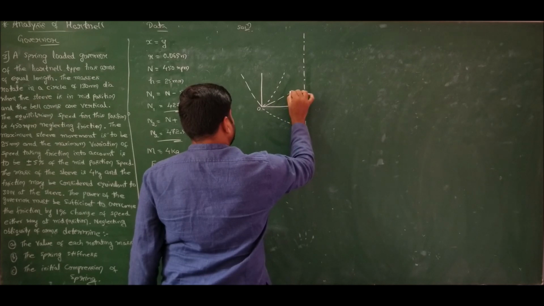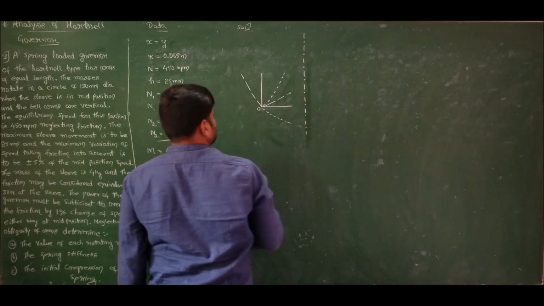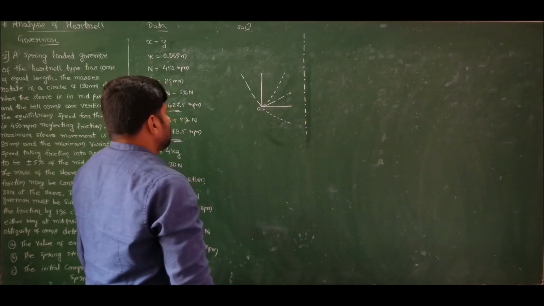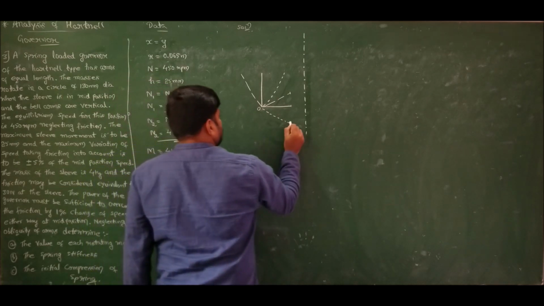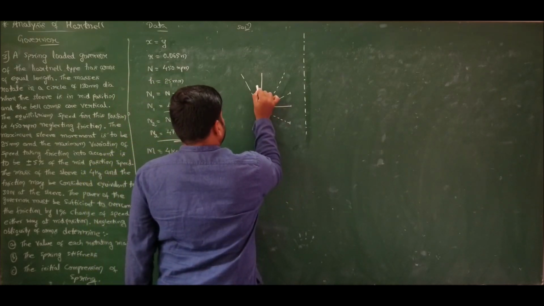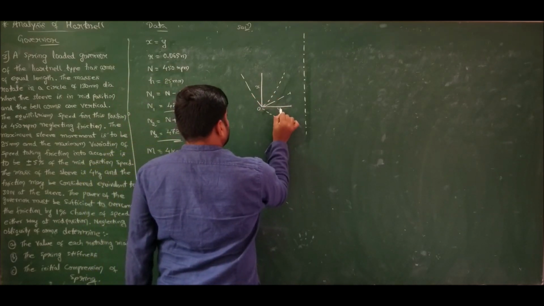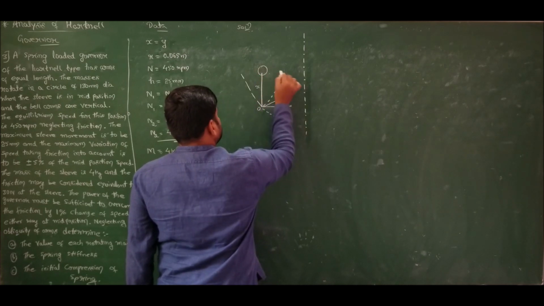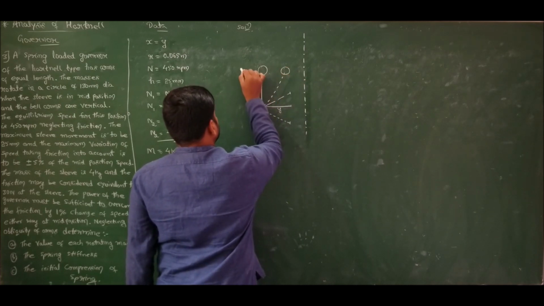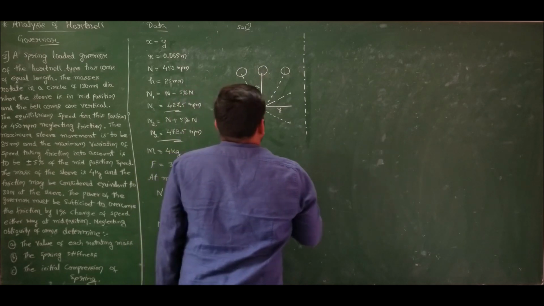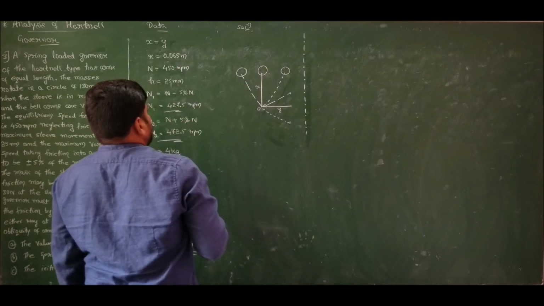That is maximum speed position. So this is what we have, and this is x and y. X is equal to y, he stated. Now what else he has specified?